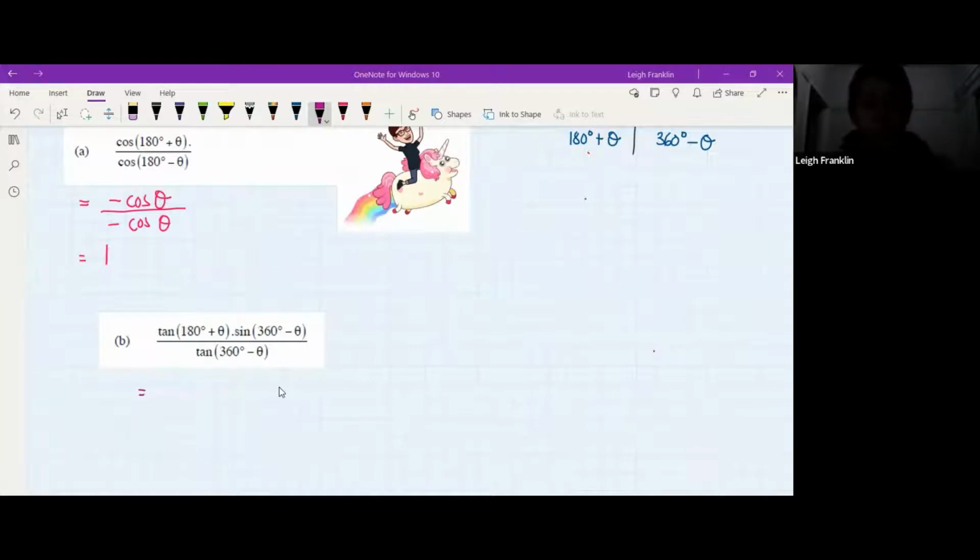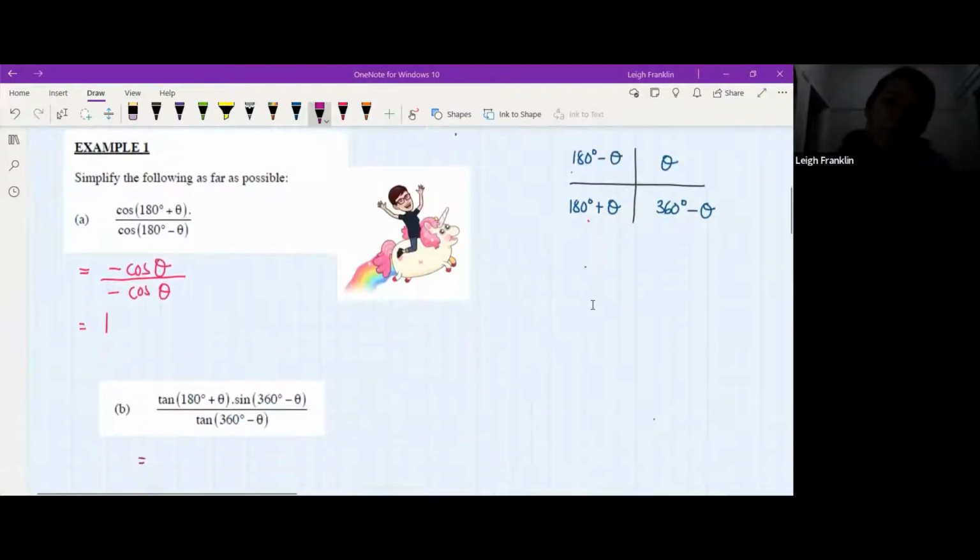I think it would reduce to minus tan theta. Okay, perfect, Anele. But why is it negative? Because tan is only positive in the first quadrant and the third quadrant. Absolutely, but isn't 180 plus quadrant 3?